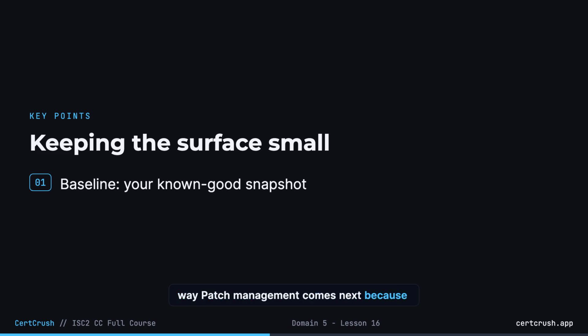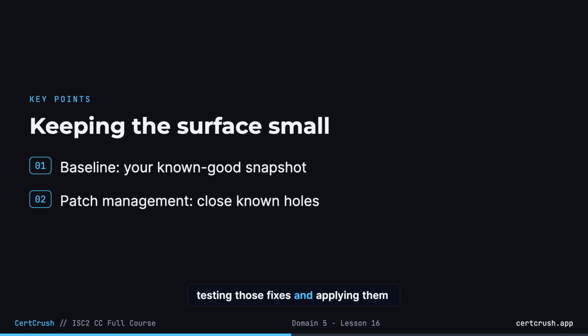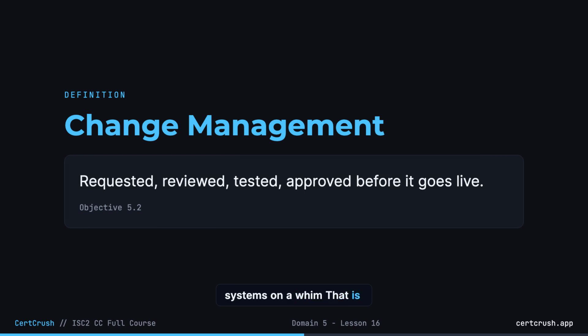Patch management comes next, because software is never truly finished. Vendors keep finding flaws and releasing fixes, and every unpatched flaw is a window you thought was bricked up, but is quietly hanging open. Patch management is the disciplined process of testing those fixes and applying them, so known holes close before an attacker walks through them. But you cannot just push changes onto live systems on a whim. That is where change management earns its place. Before a change goes ahead, it gets requested, reviewed, tested, and approved. So one well-meaning tweak does not knock out a service or quietly punch a fresh hole in your defenses. Change management is the brake that stops hardening today from becoming an outage tomorrow.